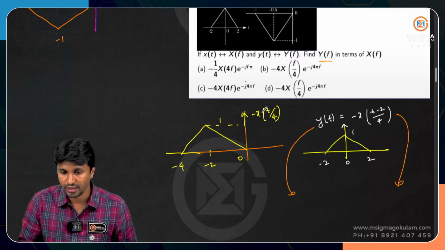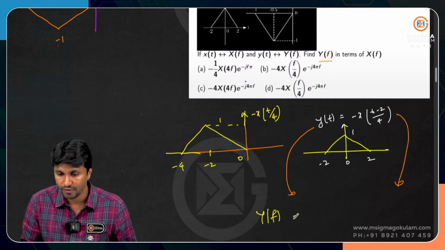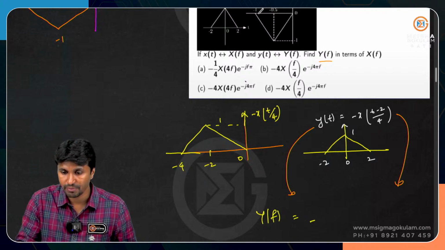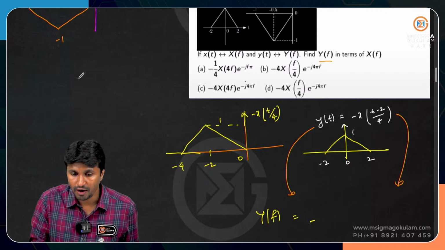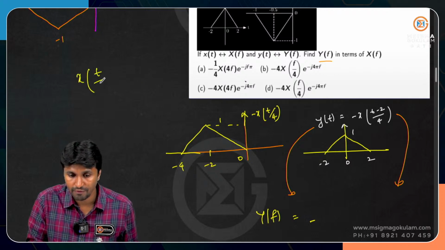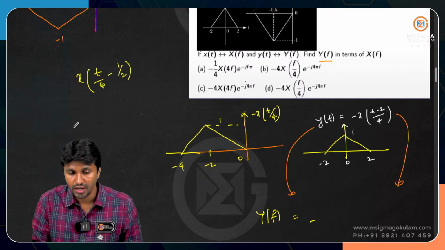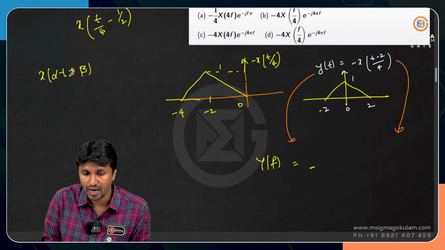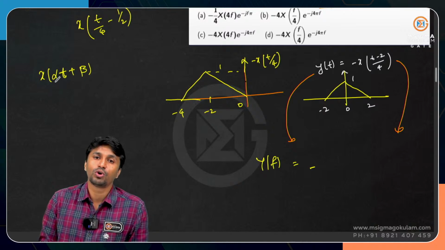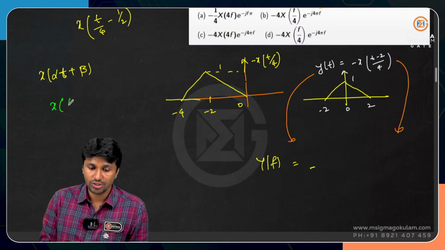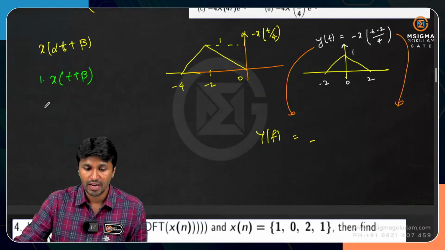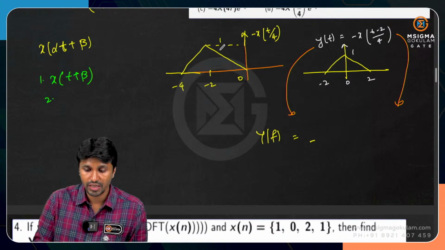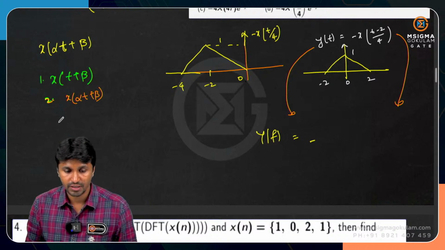The transform of y of t is capital Y of f. Amplitude scaling remains as it is. Now look at this: t by 4 minus 2 by 4 is nothing but 1 by 2. So how do you find the transform of x of alpha t plus beta? As we learned in class, first we assume the coefficient of t to be 1, which is x of t plus beta. This is the first step, and then you scale it by alpha.